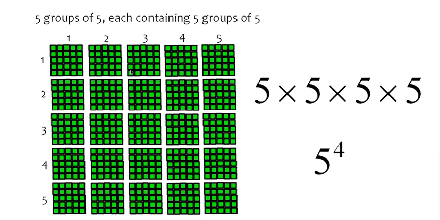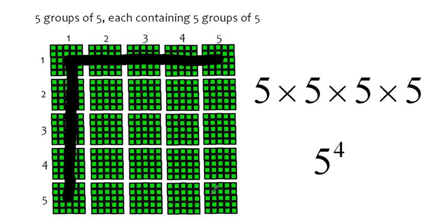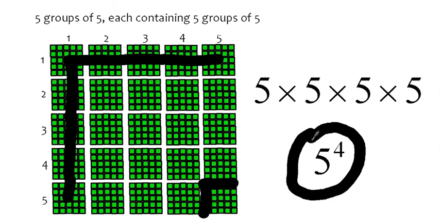In fact, this notation is so great, we should try it out right away on a different situation, like this one. How many green squares? Well, there are 5 groups of 5, each of which contains 5 groups of 5. 5 groups of 5 groups of 5 groups of 5 makes 5 to the 4th power. Just lovely.